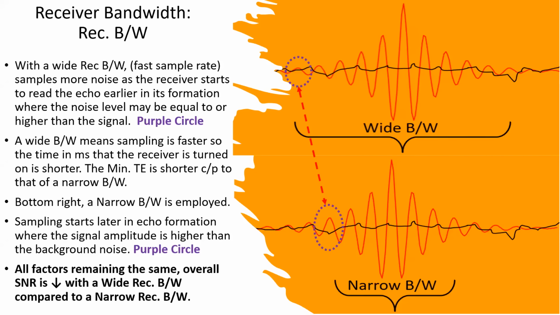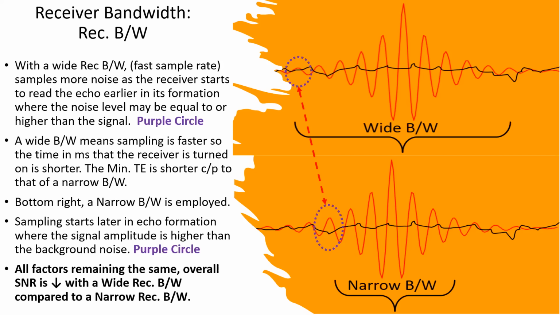So over on the left-hand side, circled in purple on the top, we're sampling that echo where the signal to noise is pretty lousy. Then as the echo forms, we're getting the good stuff. We're getting the sweet spot. And then that echo is going to fade away and we're going to sample that not so good stuff. So you sample faster, but your signal to noise is a little bit lower on a wide transmitter bandwidth. Your minimum TE comes down, which is a good thing, but your signal to noise is overall lower.